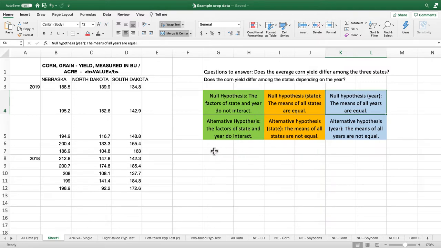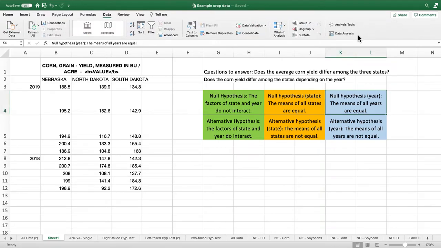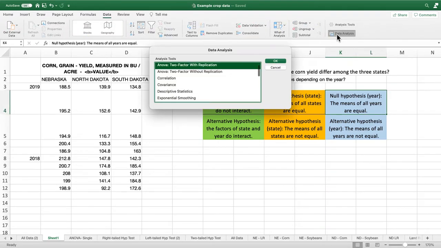To run a two-factor ANOVA, it's fairly simple. We go to our data tab, go to that data analysis tool, and click two-factor with replication. That replication means that we have multiple values for each factor. So for Nebraska in 2019, we have 1, 2, 3, 4, 5 replications. Same thing for 2018, we have 5 replications. So that's what the "with replication" means.